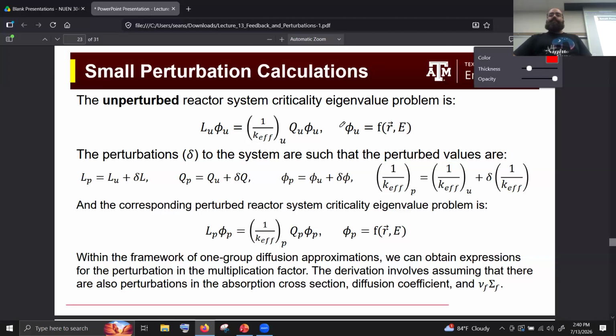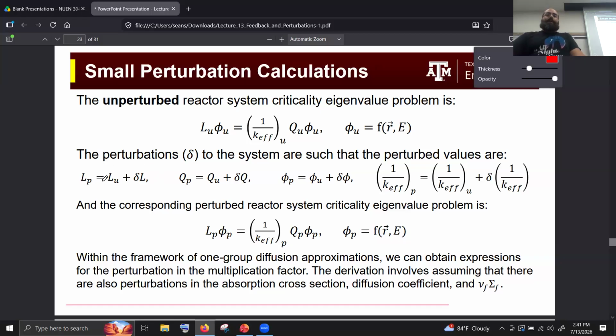So all of these quantities have a subscript U attached to them. Because the reactor is initially critical, our unperturbed flux might depend on position and energy, but it doesn't depend on time because we're looking at a criticality condition. We're doing an eigenvalue problem where there's no time dependence. These perturbations could be made to any quantity in our system. By definition, the perturbed quantity is the unperturbed quantity plus whatever perturbation we made to that quantity.